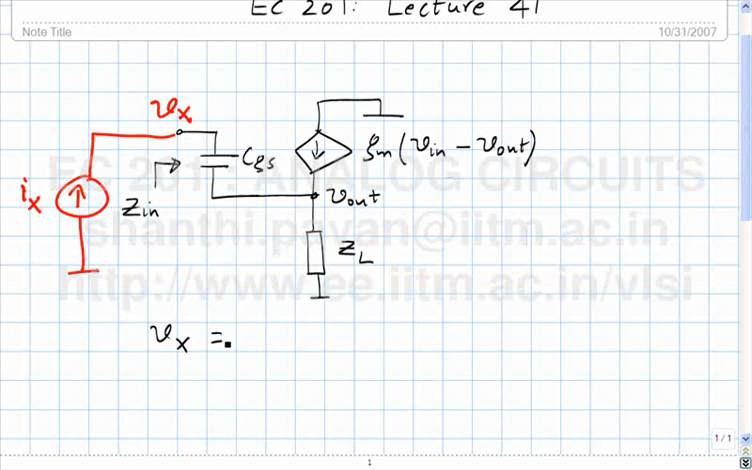Vx is simply nothing but Ix by SCGS. That's the voltage drop across the capacitor, plus whatever voltage is there across ZL. And what is the voltage across ZL? It's nothing but ZL times the current flowing through it. And what is the current flowing through it? It's nothing but Ix plus GM times Vx minus V out. Is there an alternative expression you can find for V in minus V out?